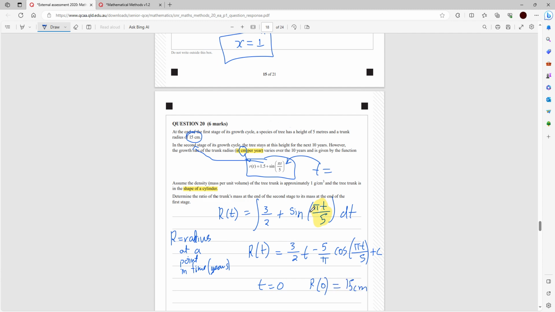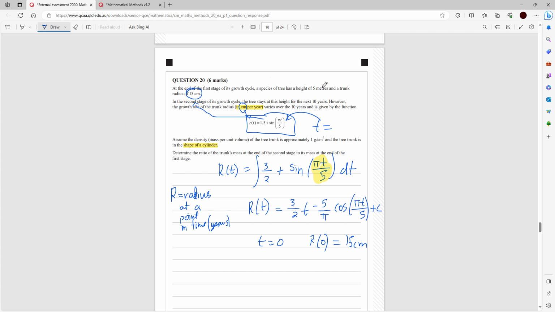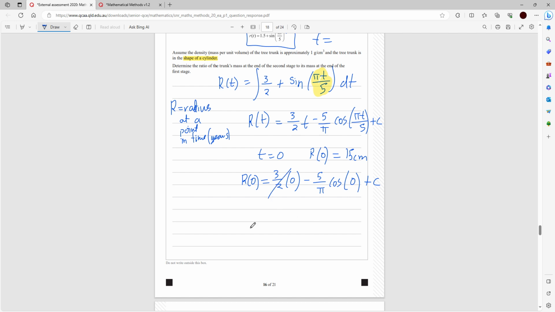Okay. Now we're going to be consistent with our units. So notice up here they also had this in 5 meters. If you convert that to centimeters, that'll be 500 centimeters, and we might need that later. So R of 0 is equal to 3 on 2 times 0 minus 5 on pi cos of 0, because 0 times pi on 5 is 0, plus c. Now that's 15. Cos of 0 is 1, so this is going to be minus 5 on pi plus c. So therefore your c is going to be 15 plus 5 on pi.